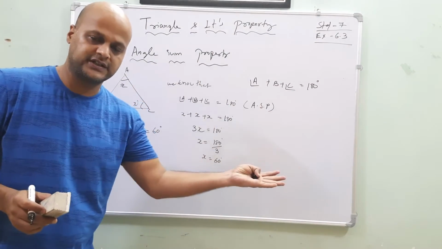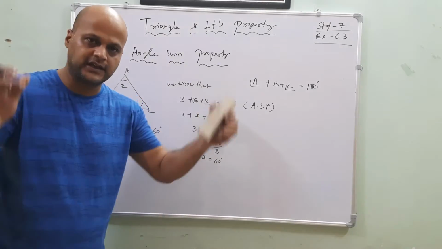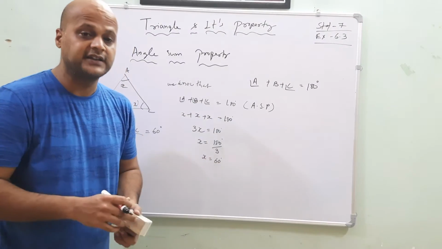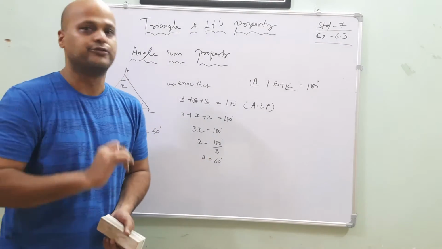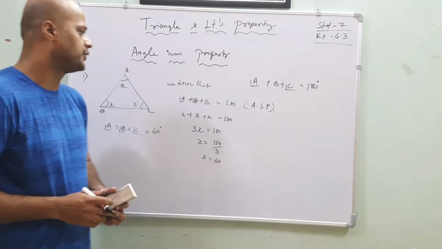We have previously discussed: if all angles are equal, then which kind of triangle is it? Yes, it is an equilateral triangle. Very good, my dear friends. Very good, extremely good. Okay.